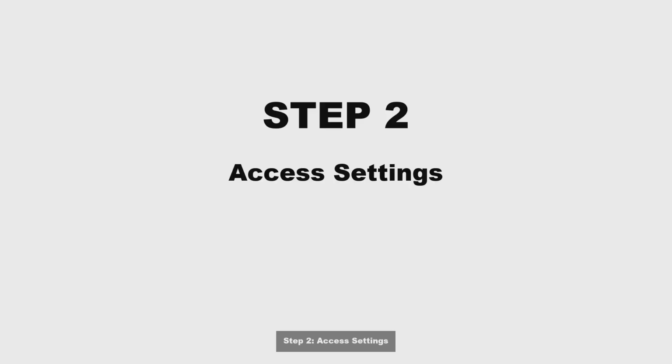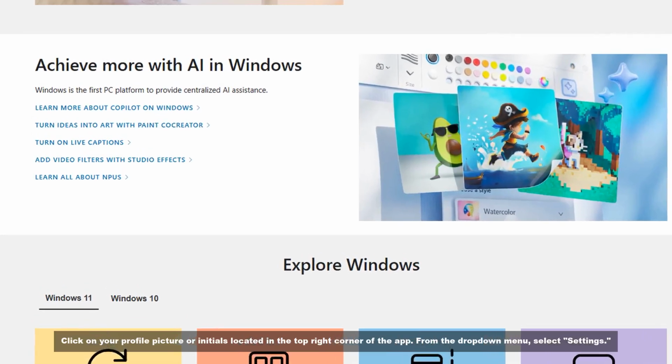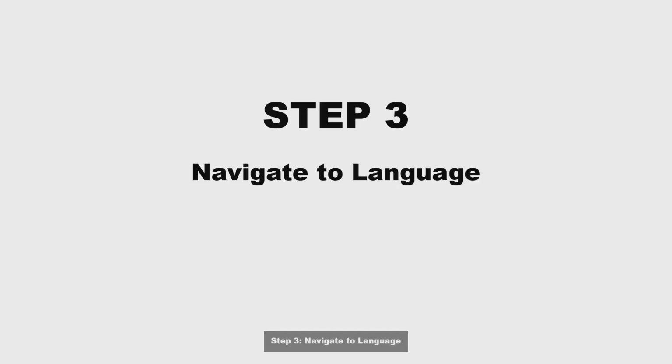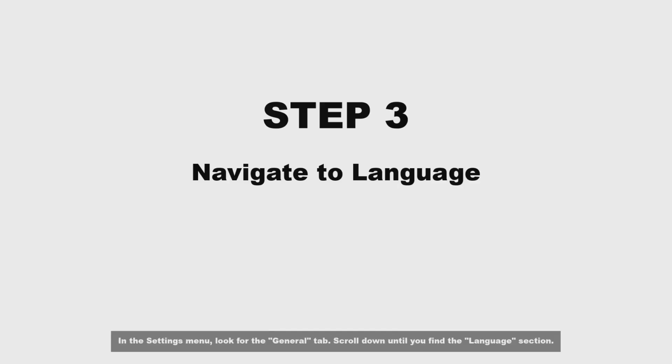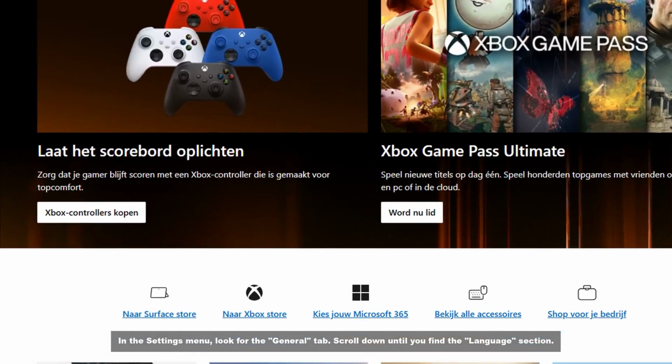Step 2. Access settings. Click on your profile picture or initials located in the top right corner of the app. From the drop-down menu, select Settings. Step 3. Navigate to Language. In the Settings menu, look for the General tab. Scroll down until you find the Language section.